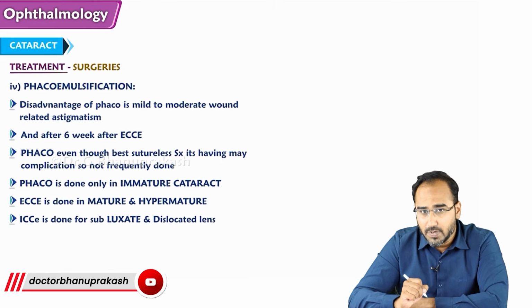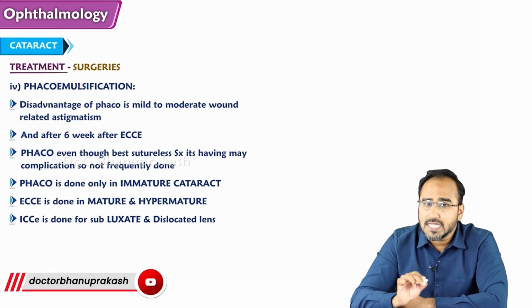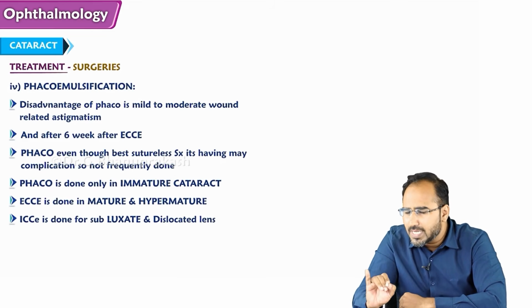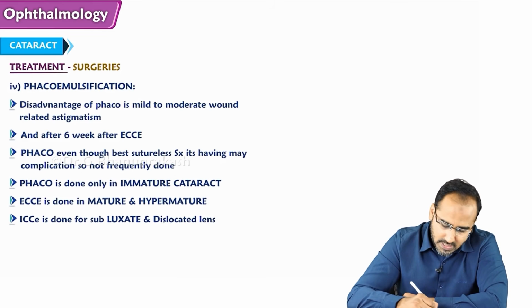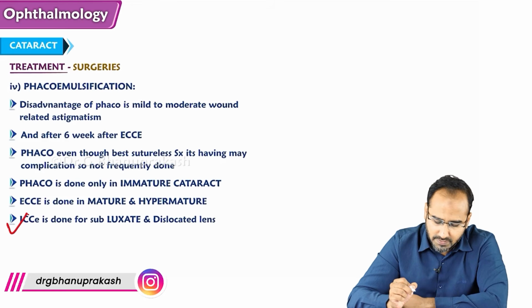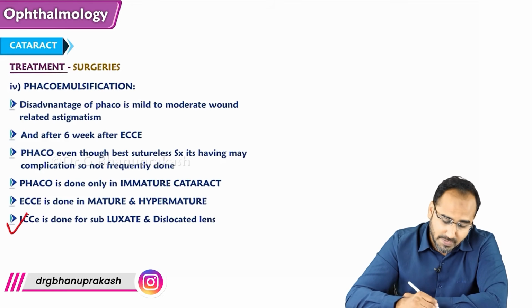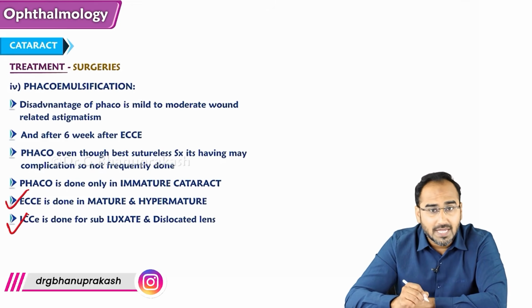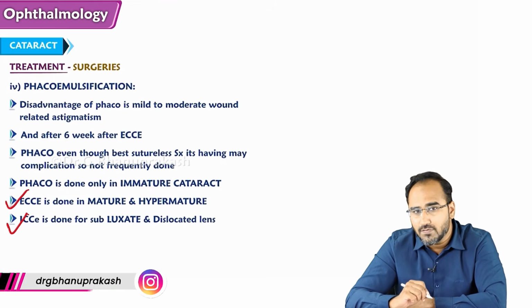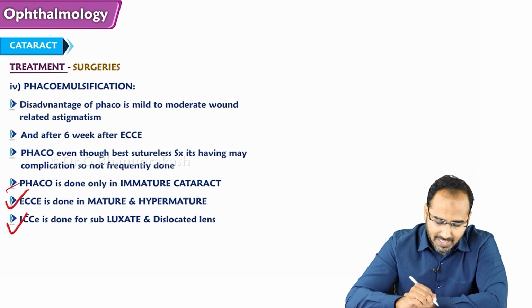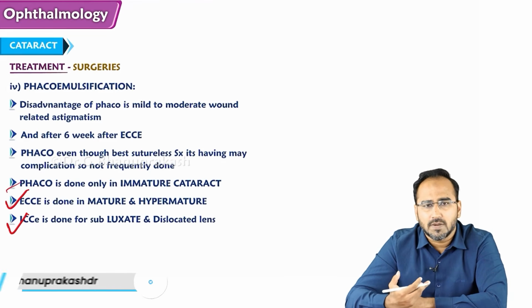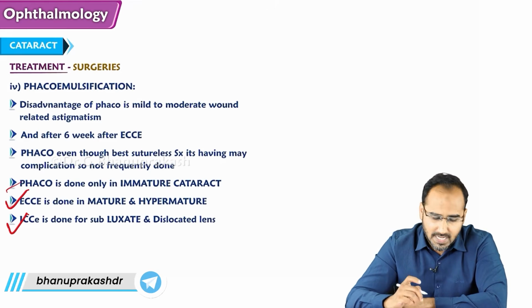Now, guys, remember, this is very, very important. ICCE is done for dislocation and subluxation of the lens. ECCE is done for mature and hypermature cataract. Phaco is done for immature cataract. These are the surgeries commonly used for the different stages of the cataract.